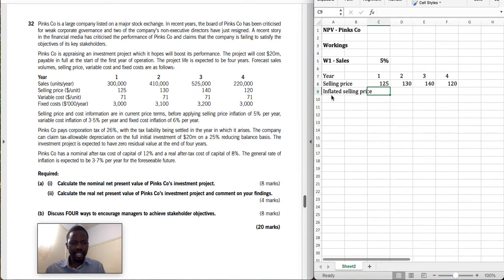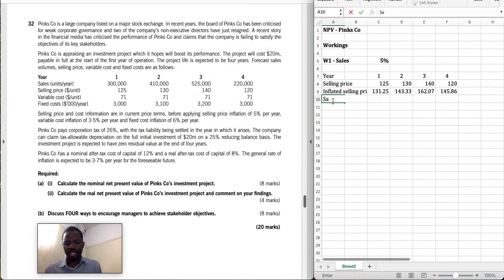Now, in year 1, what we'll do, we'll say selling price multiplied by 1 plus the inflation allowance to the power 1. That is year 1. Then we copy that formula across.